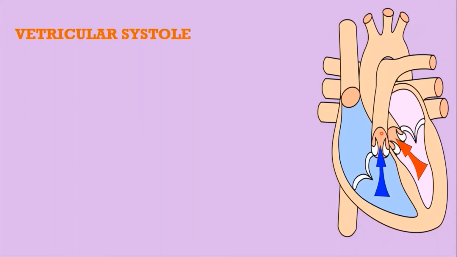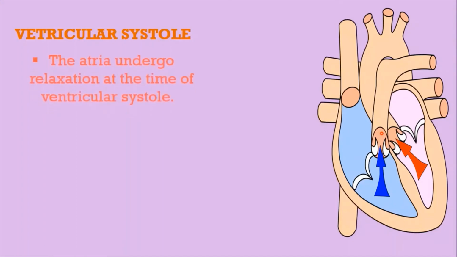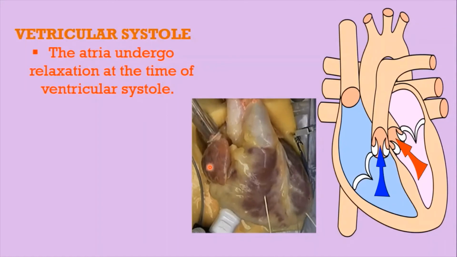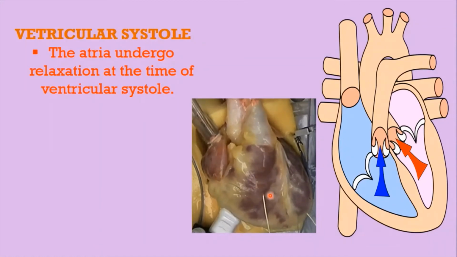How are the atria during ventricular systole? The atria undergo relaxation coinciding with the ventricular systole. You observe the picture here. After the completion of atrial systole only, we are able to find the ventricular systole. So at the time of contraction of the ventricles, observe the atria, they are in relaxed state.